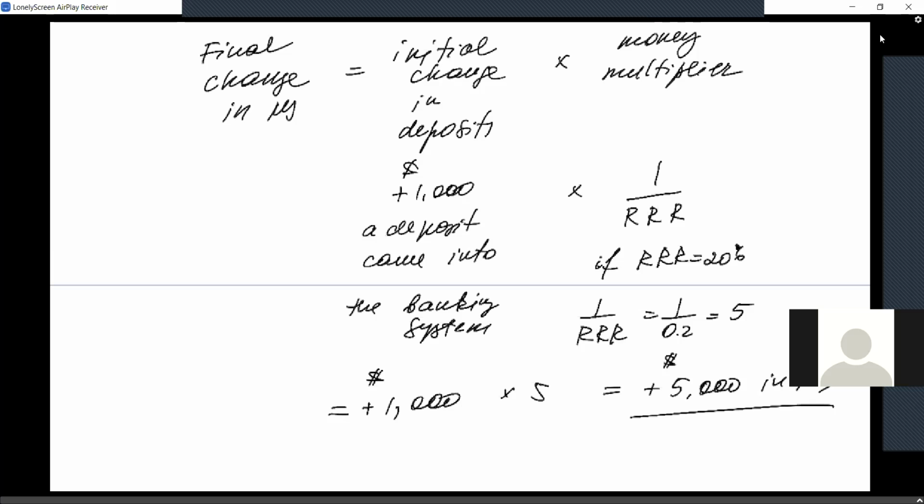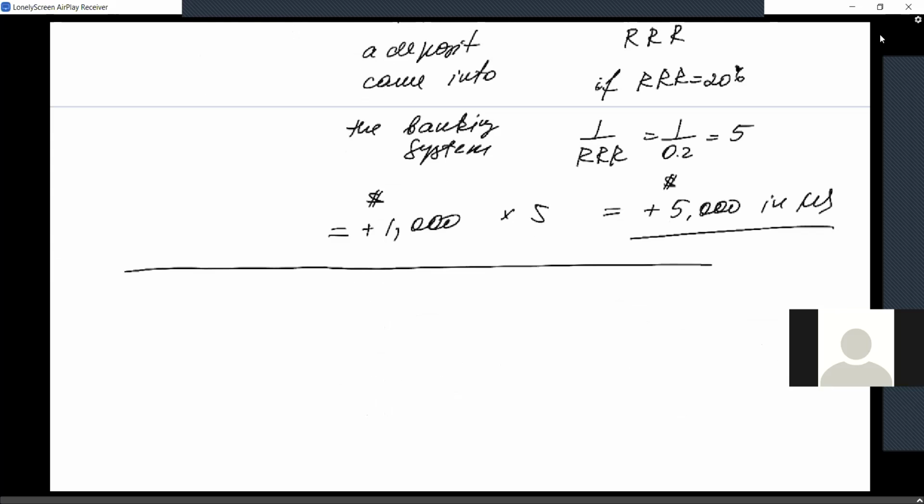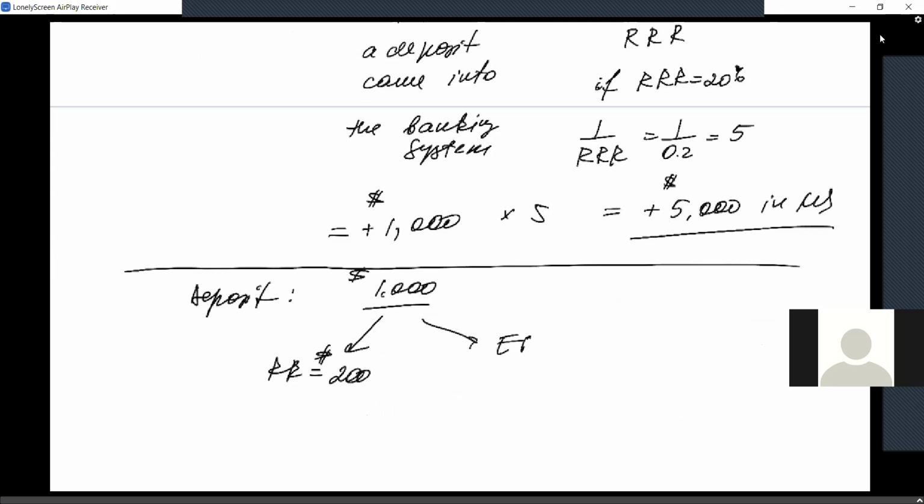Okay. So now, with our original deposit, you brought in $1,000. Down there in the basement, 200 are sitting down there waiting for you. The excess reserve part of $800 was lent out, gone, okay?